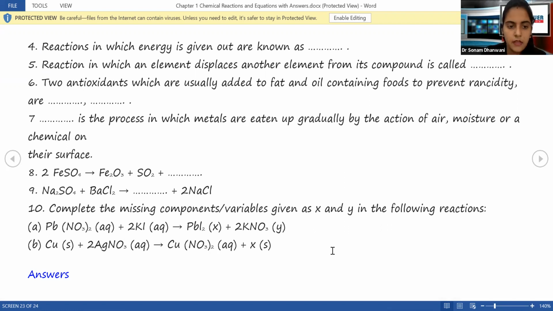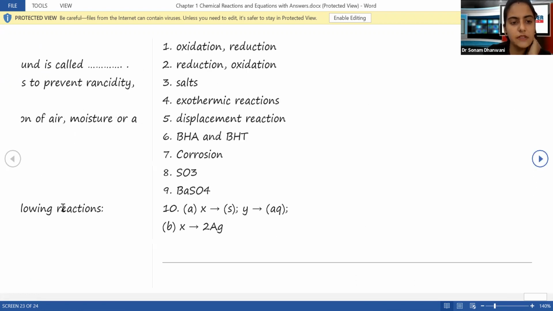Copper is solid, then AgNO3 silver nitrate is aqueous, copper nitrate is aqueous, and the product which is going to be formed is solid. Now tell me what is left here? Copper and nitrate have formed, so what remains is Ag. So silver is going to be present in the solid form, Ag.